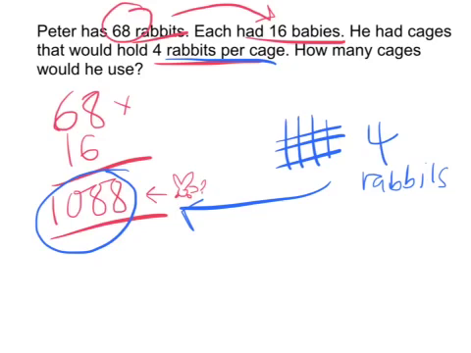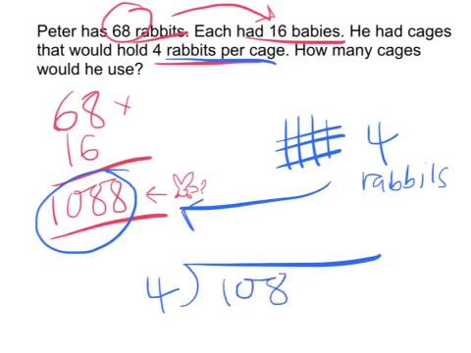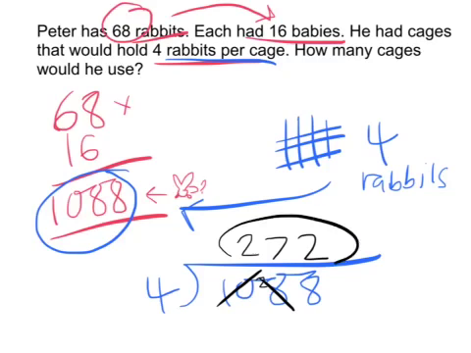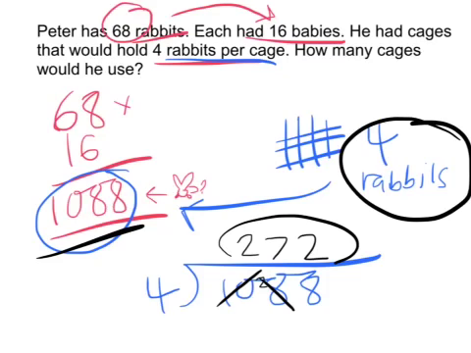Right, so let's work it out. Let's go 4 into 1,088. That's what you needed to do to find out how many cages we needed. Let's have a go at that. Okay, and we're back, and so the amount of cages that Peter would use is 272 cages. Because he had 1,088 rabbits, he had cages that would hold 4 rabbits each. So to find out the amount of cages, you had to divide 4 into 1,088. And your answer should have been 272.